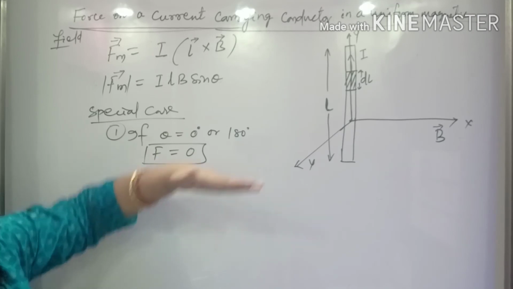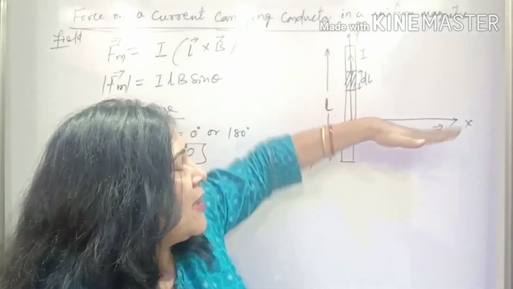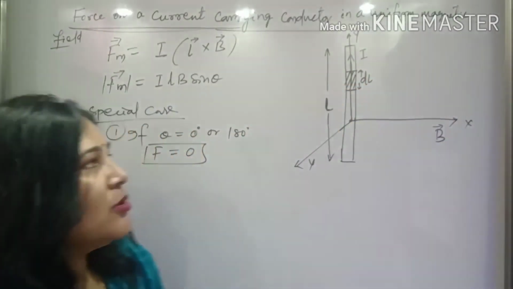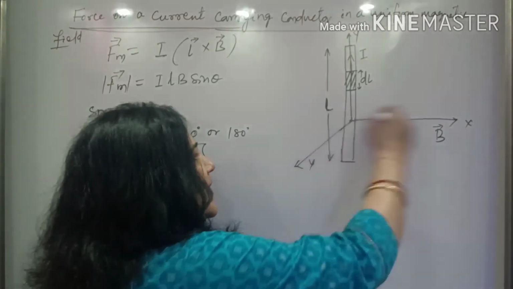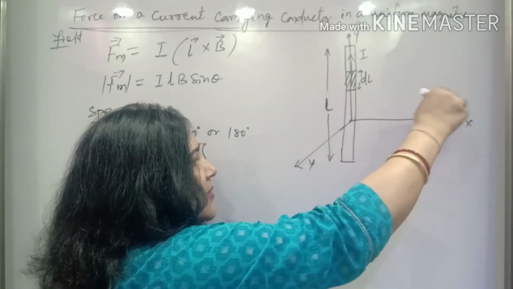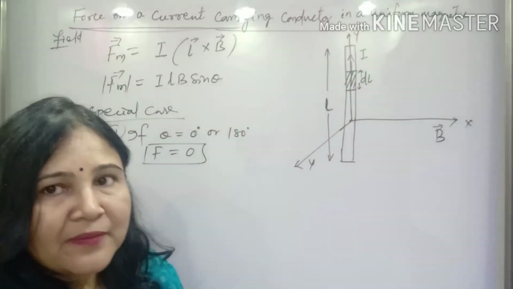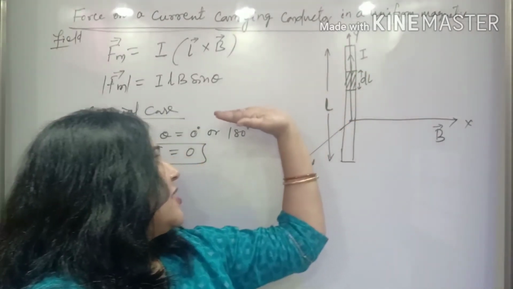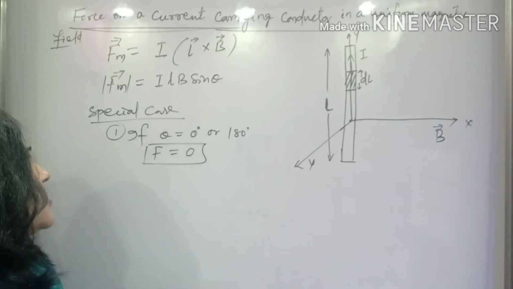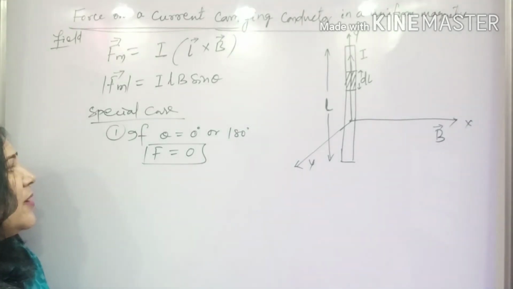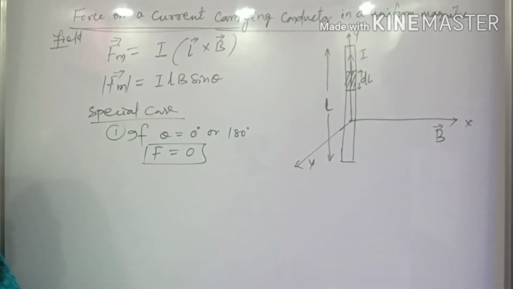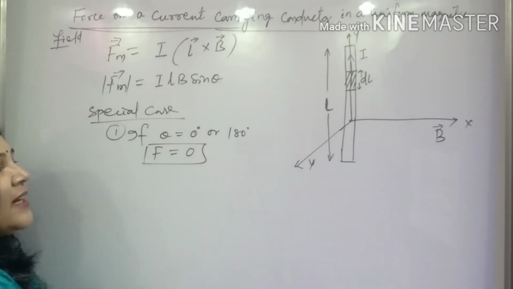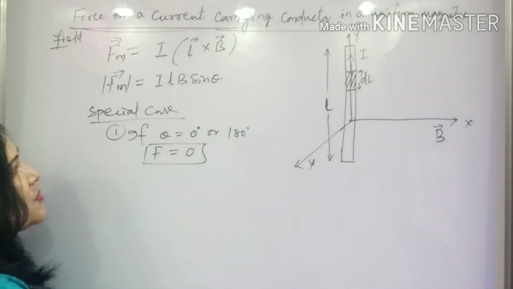So that means the conductor is either placed parallel to the magnetic field, like that, or placed anti-parallel to the magnetic field. If it is placed in this way, the direction of current is the same as the direction of the magnetic field, so it is placed parallel. If it is placed like this, the current's direction is opposite to the magnetic field, so that is anti-parallel. In both cases, the force acting equals 0, or you can say the conductor will not experience any force from the field.